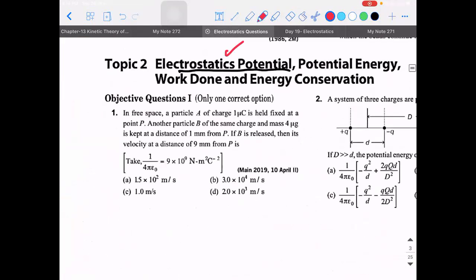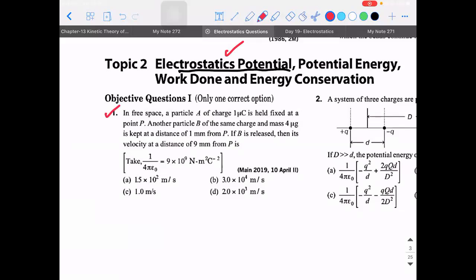Everything comes from the concept of work, energy, and power, because wherever you see potential or potential difference, irrespective of the prefix, it can be electrostatic, magnetic, nuclear, or gravitational, any potential or potential energy is always work done. So even if you forget the formula, the only thing you need to remember is work done. So let's try out the first problem.